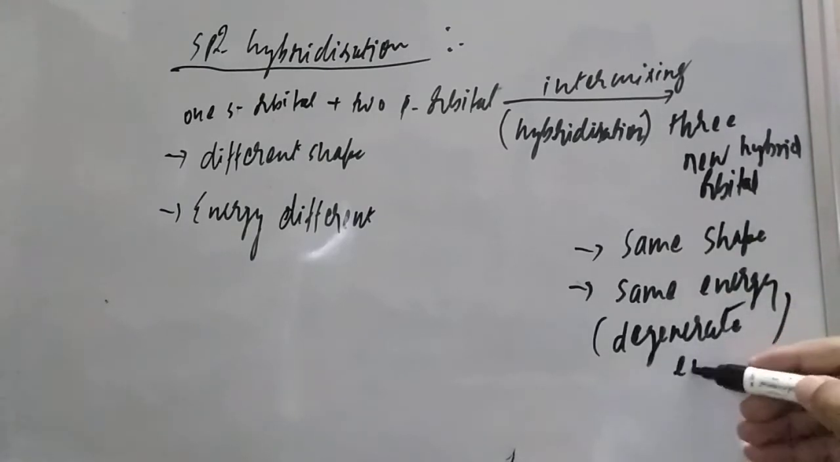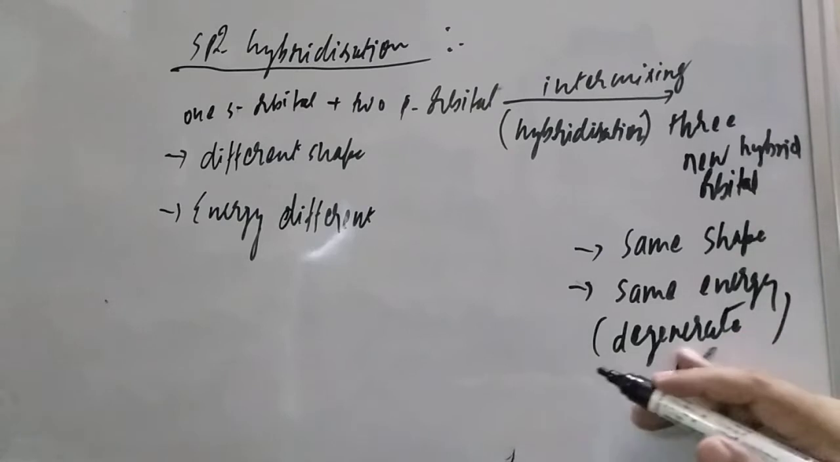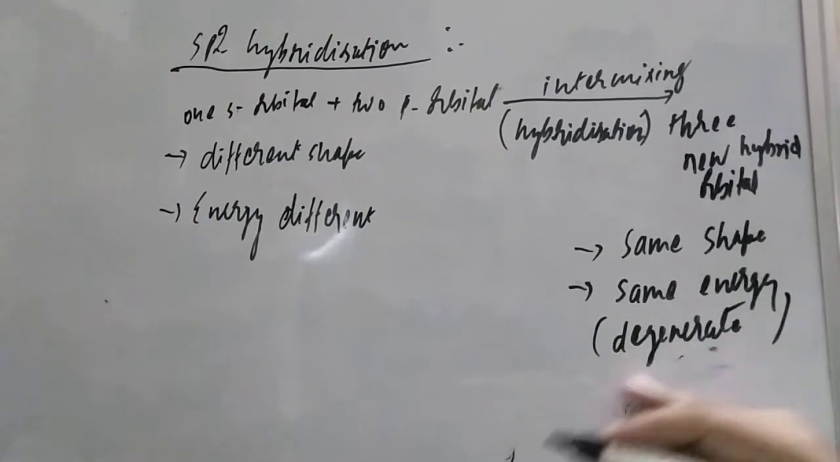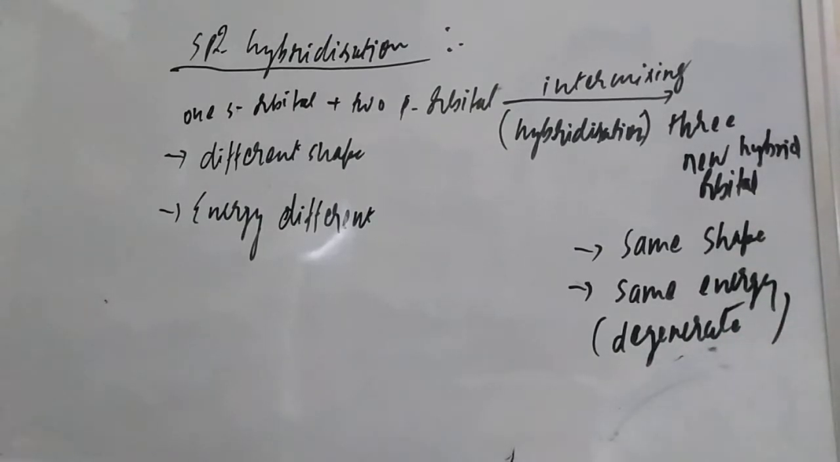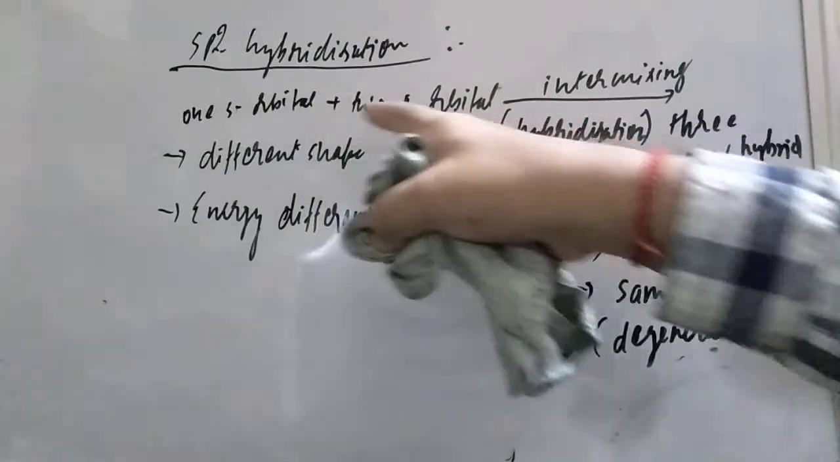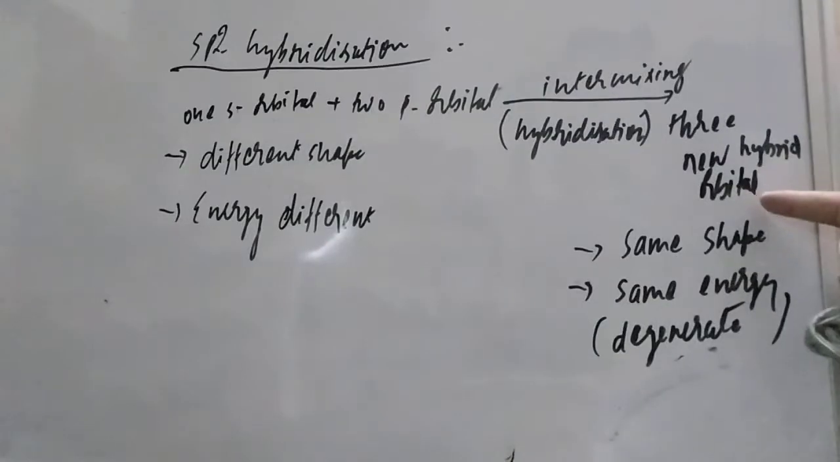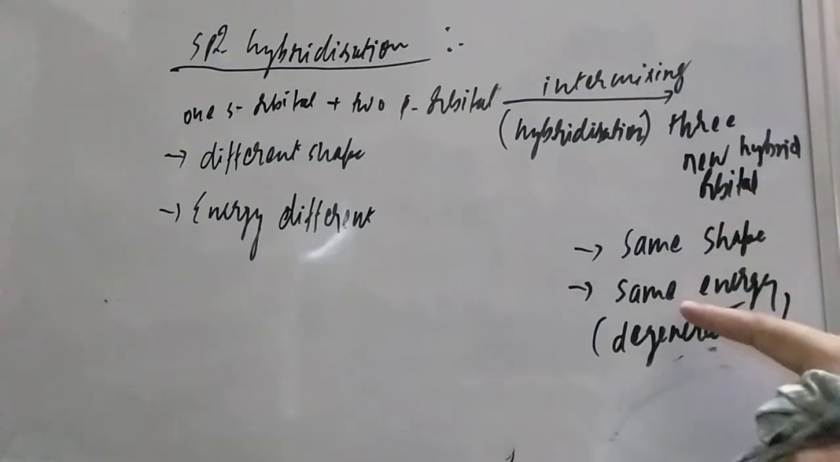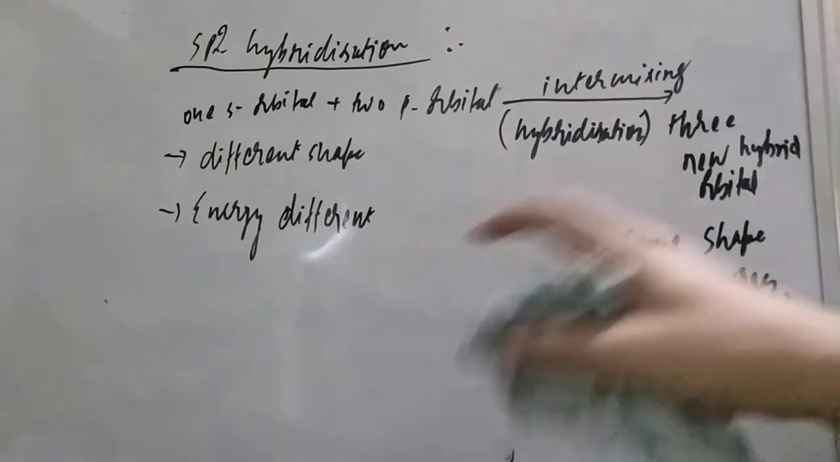Degenerate means same energy, that you can try to understand. Now, student, let us understand with the help of the diagram. Here in sp2, one s orbital and two p orbitals intermix to give three new orbitals having the same energy and the same shape. This happens for a particular single atom, not two atoms.